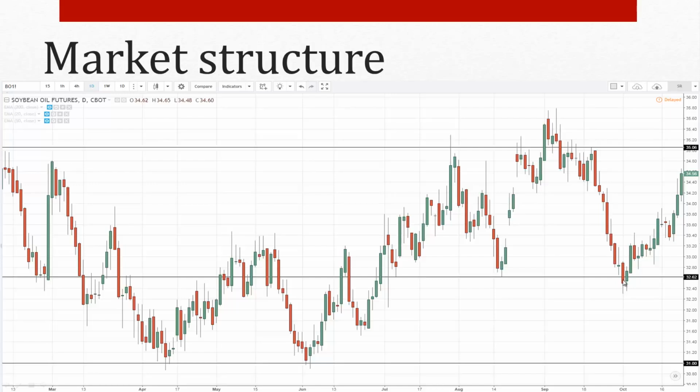And earlier, if you recall, I mentioned that traders are trapped. So who are these traders who got trapped? They are basically traders who went short on the breakdown. Right?